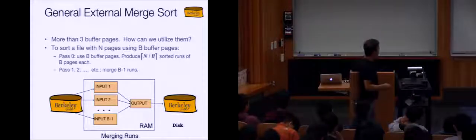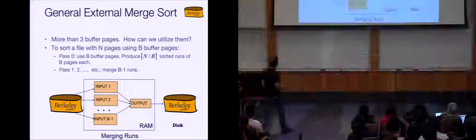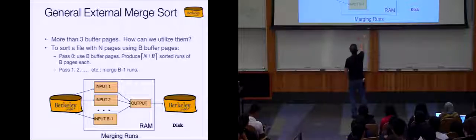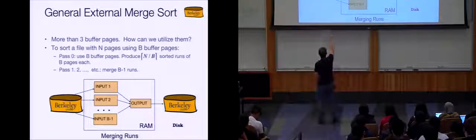So let's say you have more than 3 buffers, which is typical. All right, here's what we're going to do. 1 buffer is for output. Oh, this is the merging phase. Sorry, the picture's for the merging phase. But first we have to do pass 0.